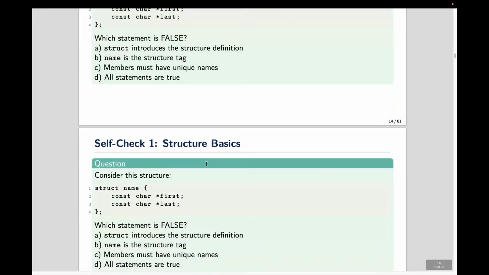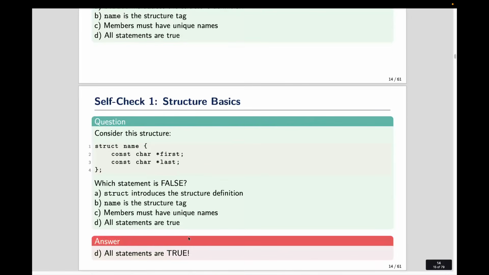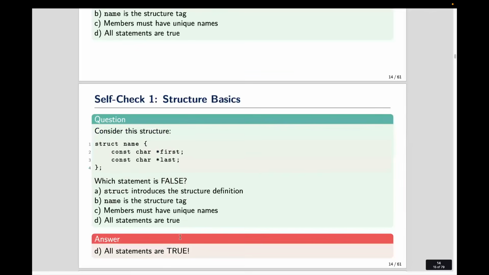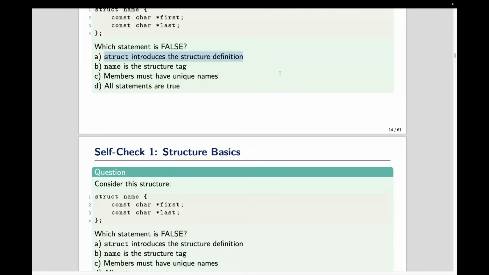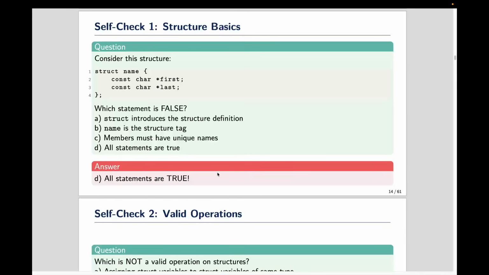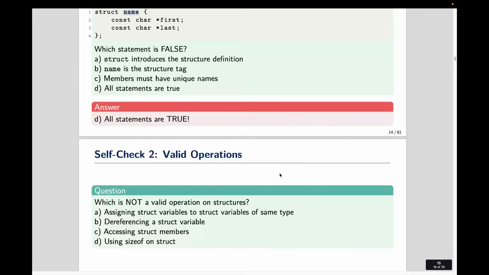Name is the structure tag. In fact, sorry, I'm wrong here. All statements are true. Yes, all four are true. Let me go through them again. Struct introduces a structure definition; we already know struct is a reserved word. Name is the structure tag. Here, remember, name is the name of the super data type which we are using. Members must have unique names. Of course, yes, true. So all four statements are true. That's why D is correct.